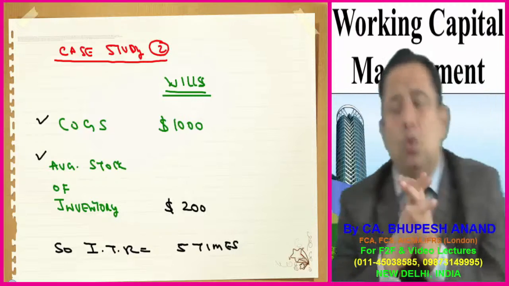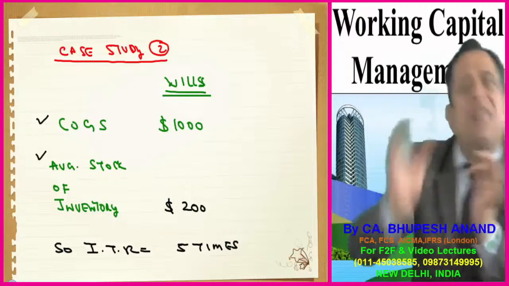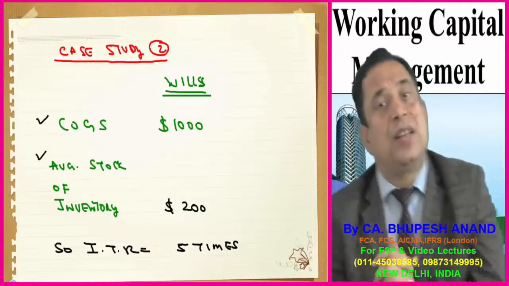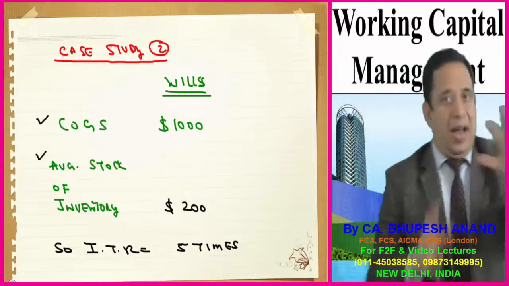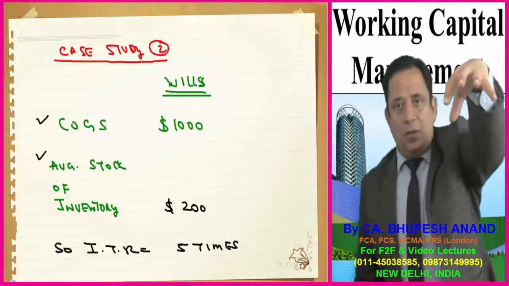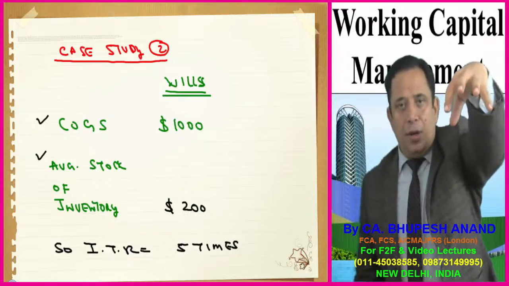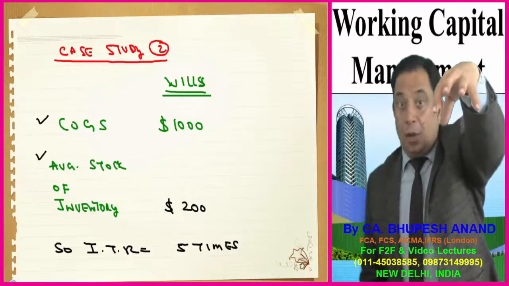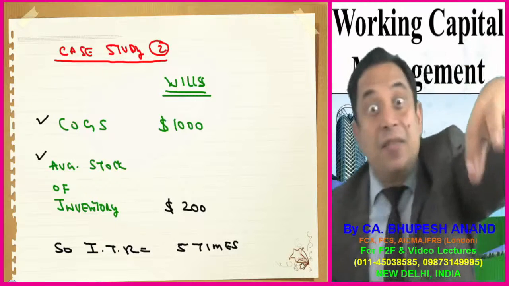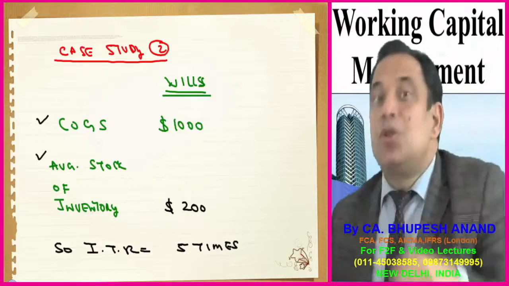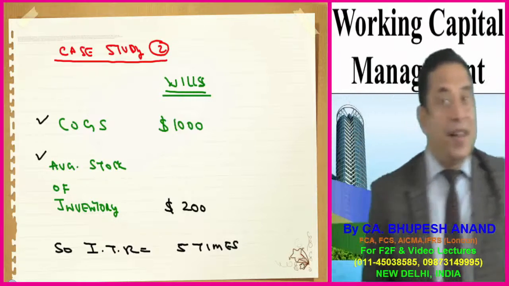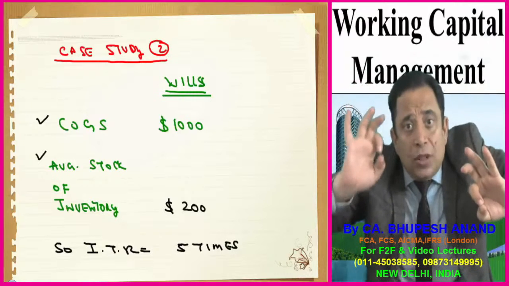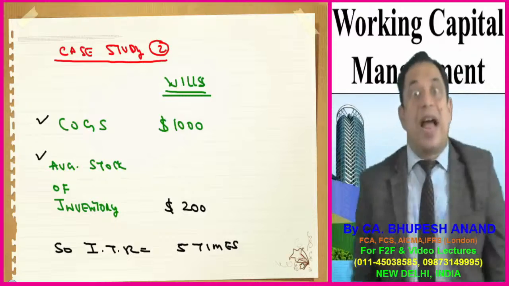So case study number 2, let a showroom Wills, again a female garment showroom, you might have heard of Wills. Supposingly cost of goods sold is $1,000. Now, I know that you must be aware what is the meaning of cost of goods sold. The numerator will become cost of goods sold and the denominator will become average value of the inventory. Let it be $1,000 and let the average value be $200. If I use the formula, then I will get 5 times as inventory turnover.